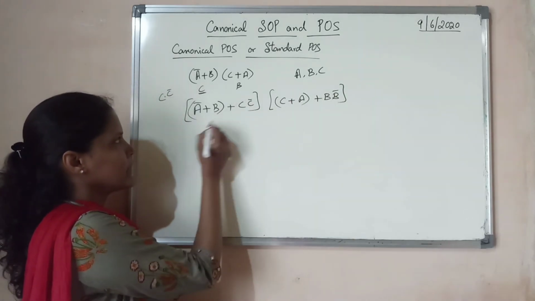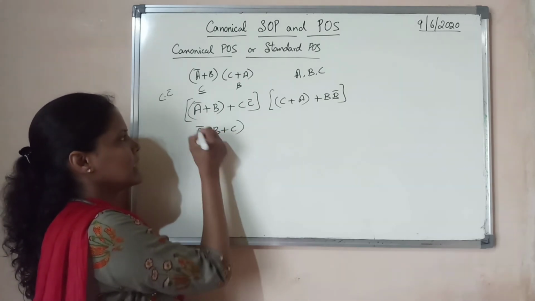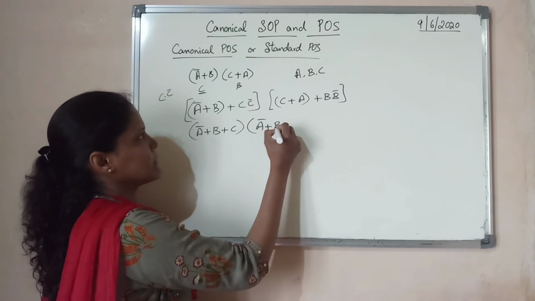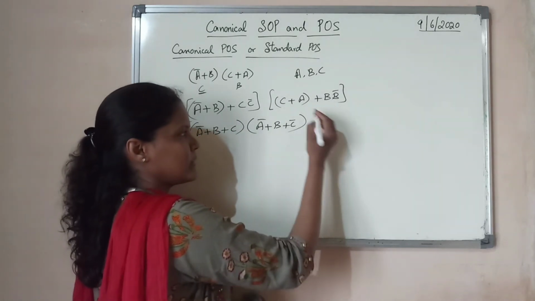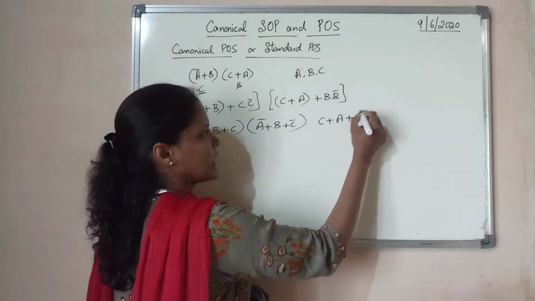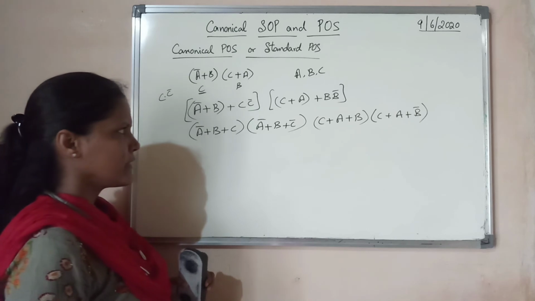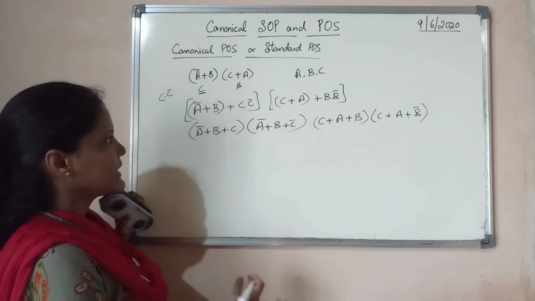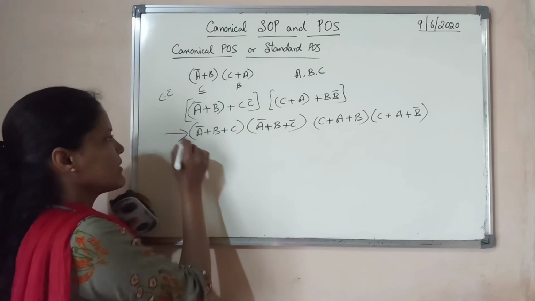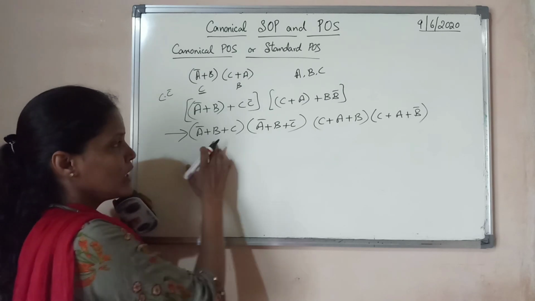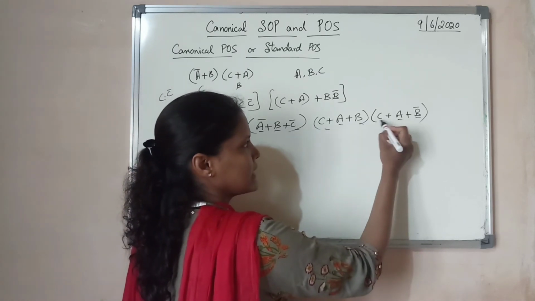Then you just multiply: A bar plus B plus C, then A bar plus B plus C bar. Take C once, and C bar the other time. Again similarly, C plus A plus B, then C plus A plus B bar. Please try to identify whether any of the terms are repeated. No term is repeated. Then the two-term expression has now been converted into canonical POS or the standard POS, which contains 4 terms, and all the terms contain each of the variables A, B, C.